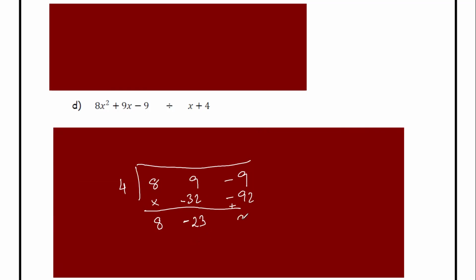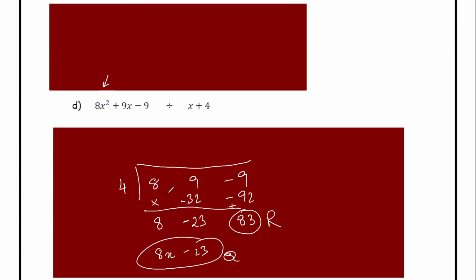So I got 83 positive. That's my remainder. And 8x minus 23 is my quotient. Because it's 8, this one is 8x squared. So this one will be 8x.